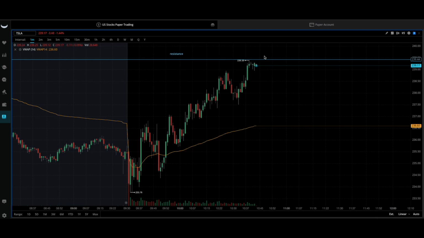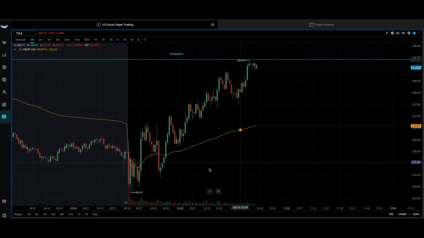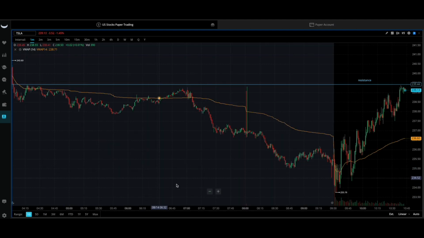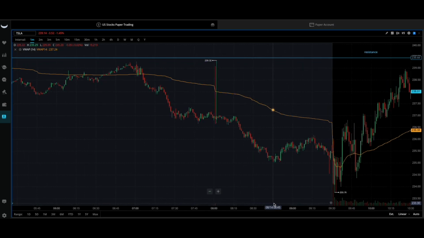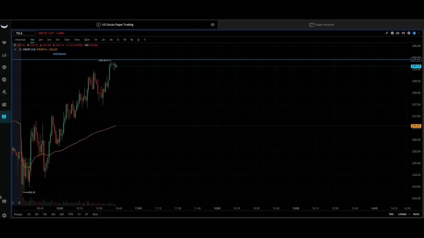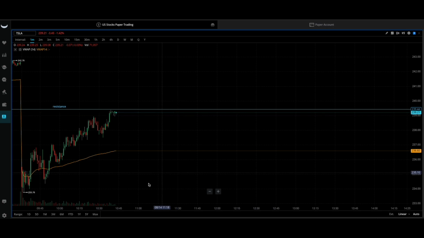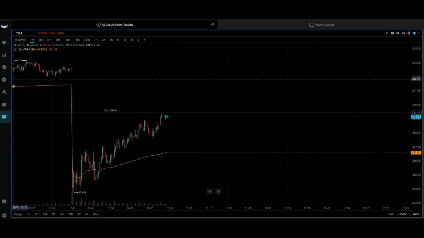Most importantly, though, I want you to go under settings, and you have to make sure that you have show extended hours. What does that mean? Extended hours means that the market is open from the 9:30 a.m. So right here, if you didn't have extended hours on, 9:30 a.m. is when the market would open, and that's all you would see. So let me show you. If I click settings and take off the extended hours, you're not going to get any gap or anything. You're not going to see what happened in this time frame. You're just going to see what happened at 9:30.